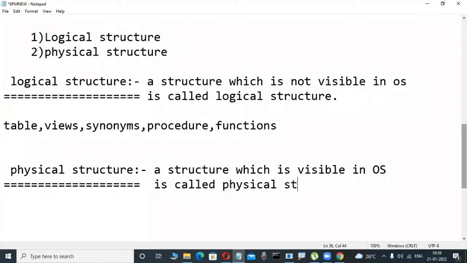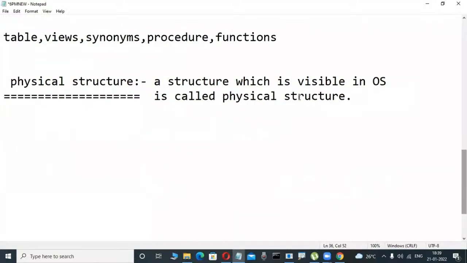Who are the persons working in this physical structure? Observe here, it's a big concept. I'm only telling the definition side today, because I will tell you which definition of database is correct. Now check it out. A structure which is visible in the operating system is called a physical structure.